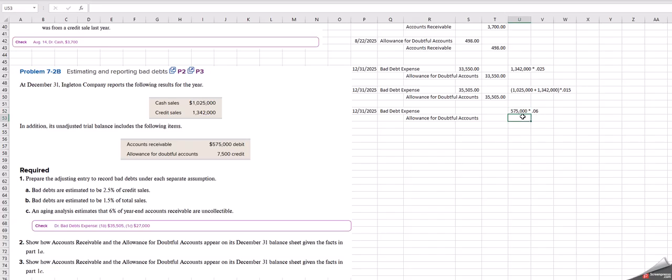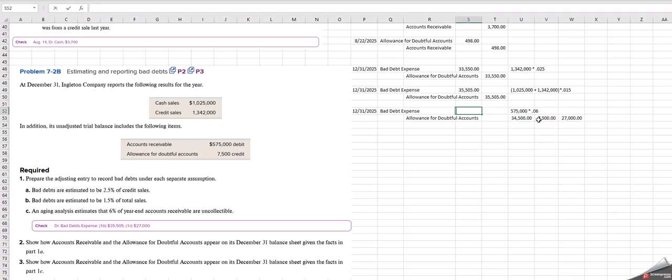But then I have to compare that to what's in the allowance for doubtful accounts right now. So the allowance for doubtful accounts right now is 7,500. So it's a credit balance. So again, remember credit, we're going to subtract. If it were a debit, we would add.